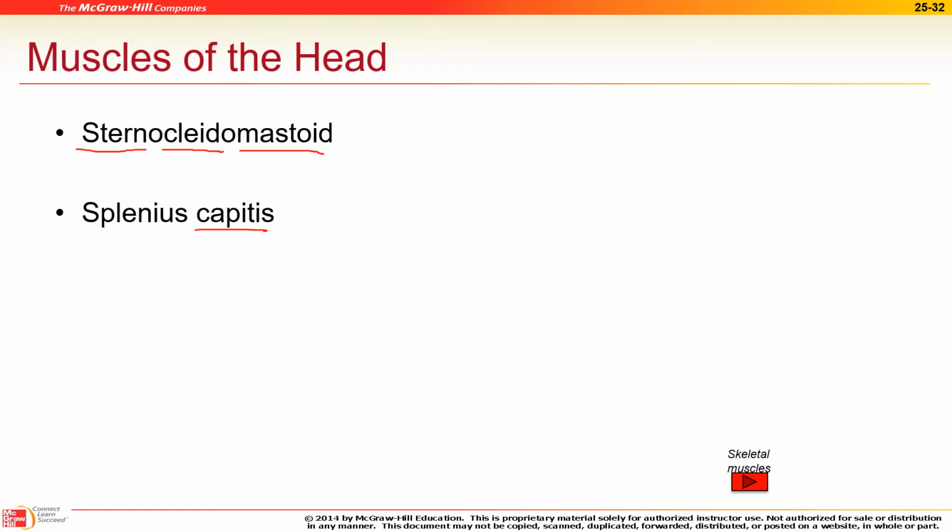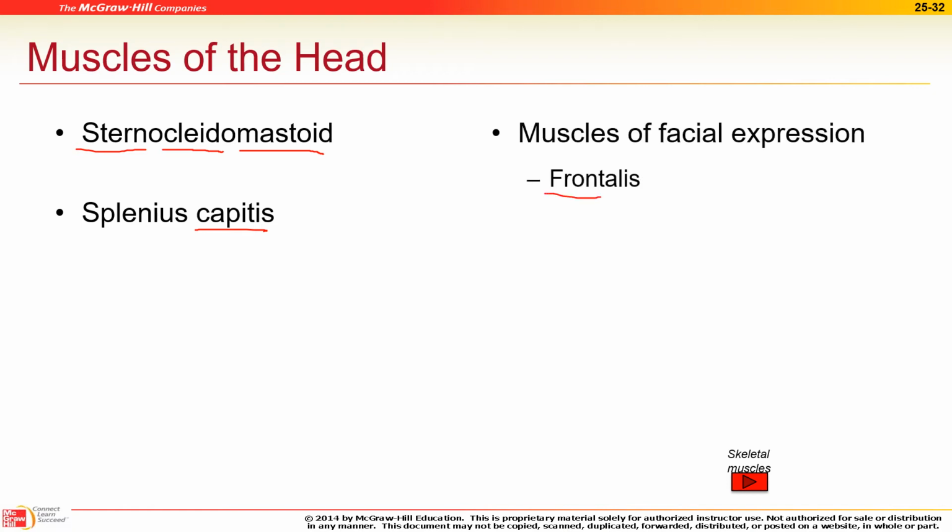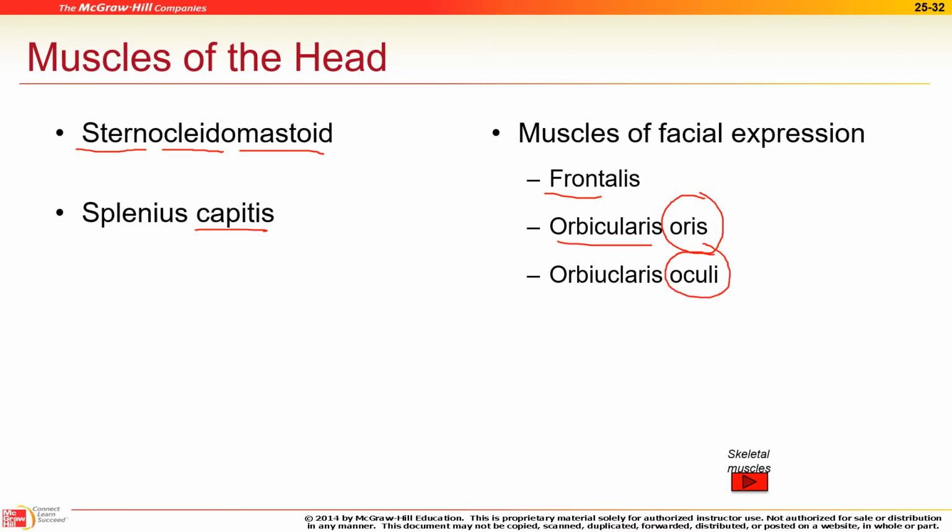Capitis. Where do you put a cap on? On your head. So it's one of the muscles on your head. Point to the front of your head, because that muscle is the frontalis, right? So I mentioned this earlier. For around your eyes, it allows you to squint. No, sorry, this one's around your mouth. Sorry, or this is around your mouth. This one's around your eyes, oculi.